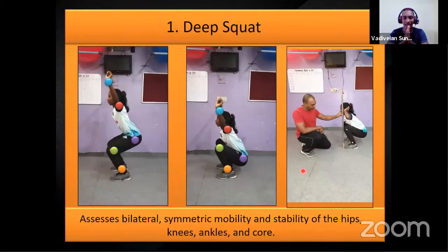So the deep squat. What does the deep squat assess? It assesses bilateral symmetric mobility and stability of the hip, knee, ankle, and core.